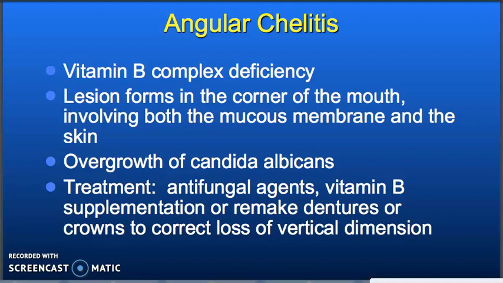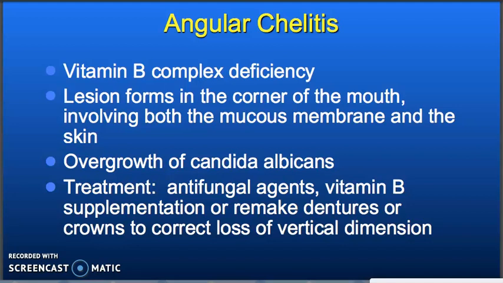So angular cheilitis, a vitamin B complex deficiency. So this could be someone that is suffering from a deficiency in vitamin B. The lesions are found in the corner of the mouth involving both the mucosa membrane and the skin. It can have an overgrowth of Candida albicans, and that is a yeast infection. So what's the treatment? Antifungal agents, and a vitamin B supplement.